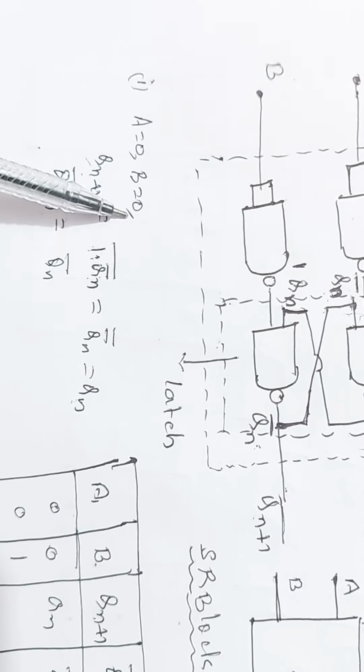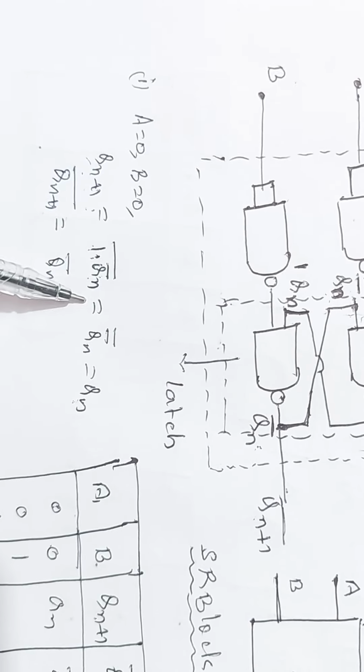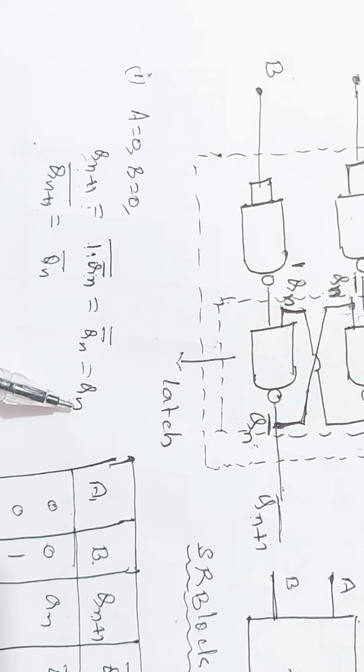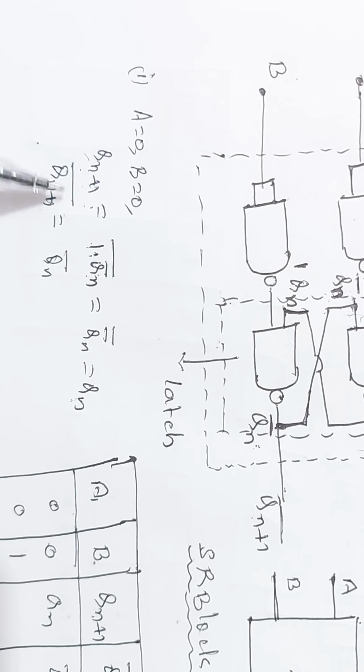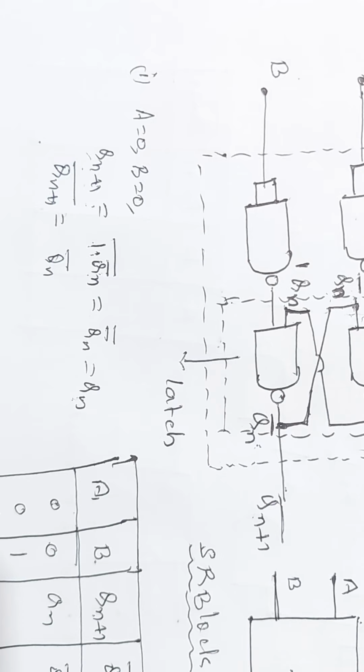So when A equals 0, B equals 0, Qn plus 1 is equal to 1 into Qn bar, whole bar, which is equal to Qn double bar equals Qn. Therefore, one of the outputs, Qn plus 1, is equal to Qn. Then the other output, Qn plus 1 bar, is the complement of this, that is Qn bar. So when A and B are not applied, the previous outputs are Qn and Qn bar. When A equals 0, B equals 0 are applied, the final outputs are again Qn and Qn bar. That means the final outputs remain in the previous state when the two inputs of the flip-flop are 0 and 0.